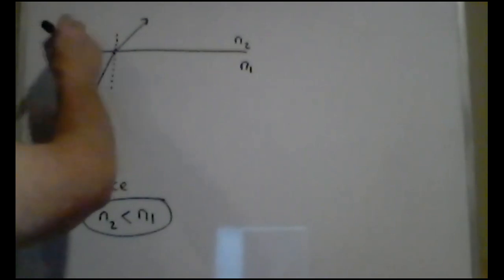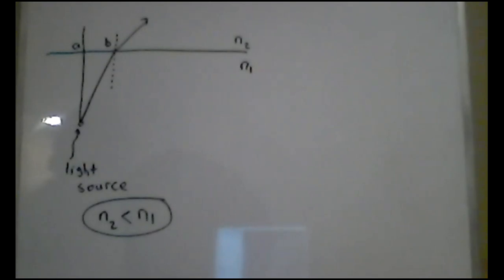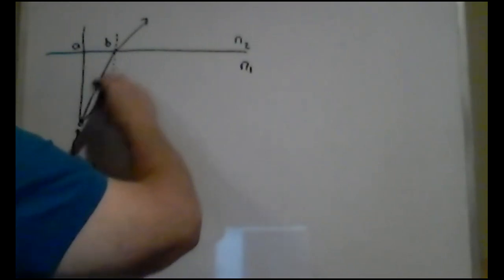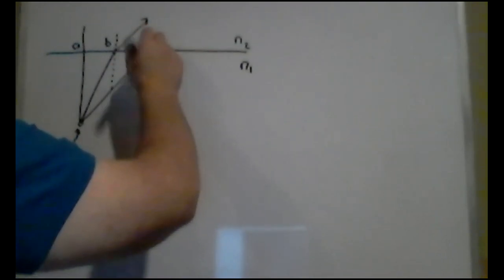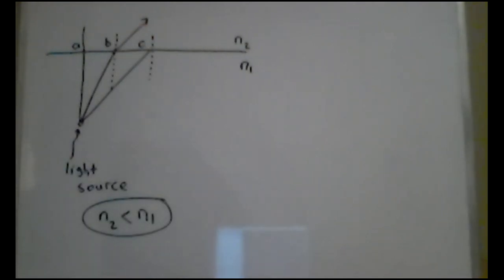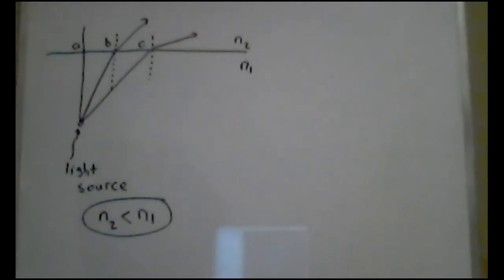I'll call this intersection point A, and this point B. Let me draw another ray further on down. Let's go to point C. Take another ray that's coming off this light source. Now, point C is going to have a larger angle of incidence. It's going to then refract away even further. Again, when light goes from a material with a higher index to a lower index, the light refracts away from the normal.